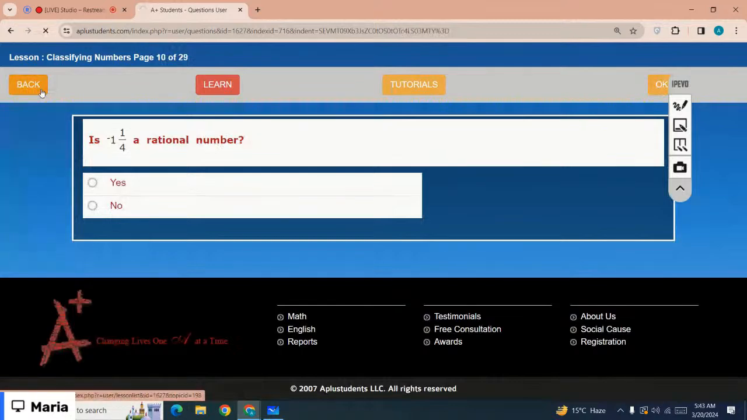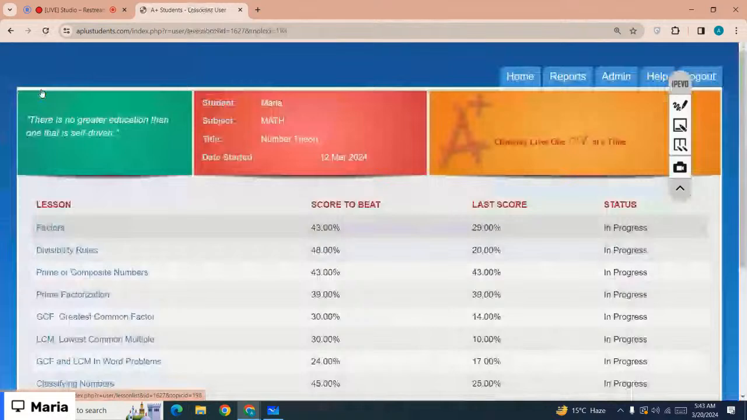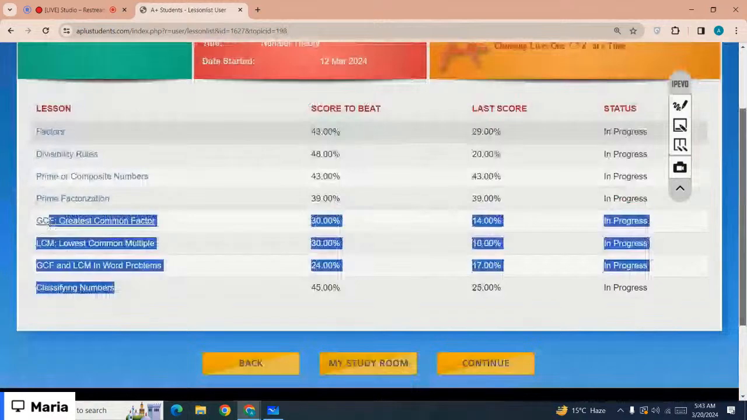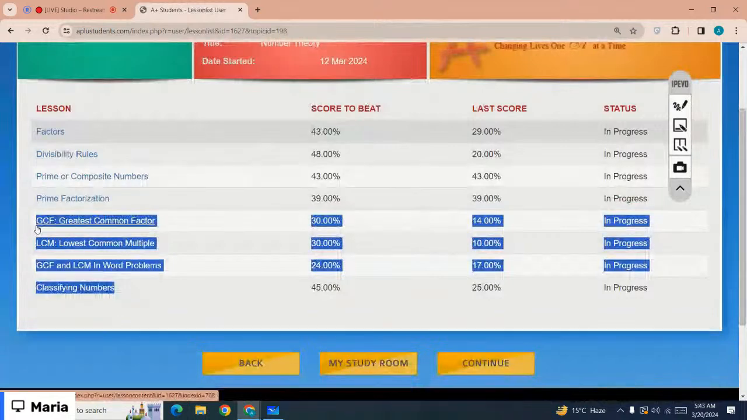So we were working on grade 8 math. The chapter we are working on is number theory, and the lessons we have covered today are GCF greatest common factor, LCM lowest common multiple, GCF and LCM in word problems, and the one we have just finished is classifying numbers, right? So please make sure before the next session you complete all the practice questions for the lessons we did today. That is your homework until the next session, right?